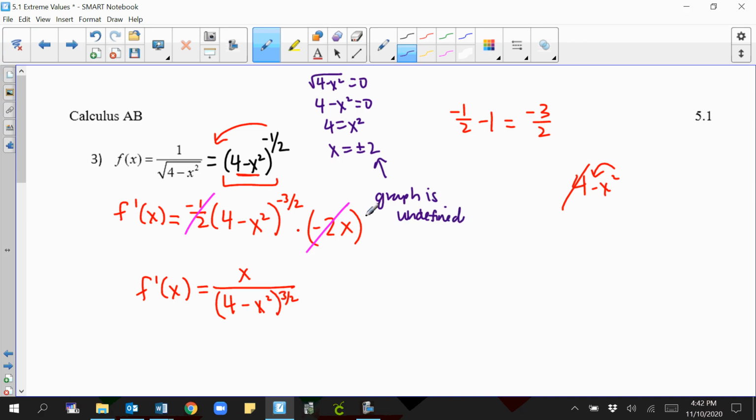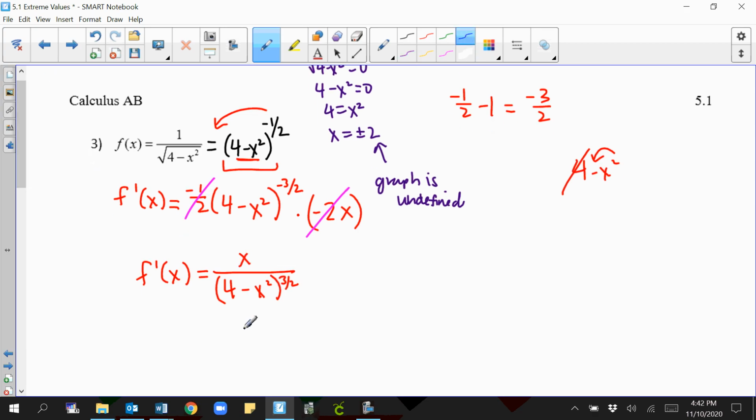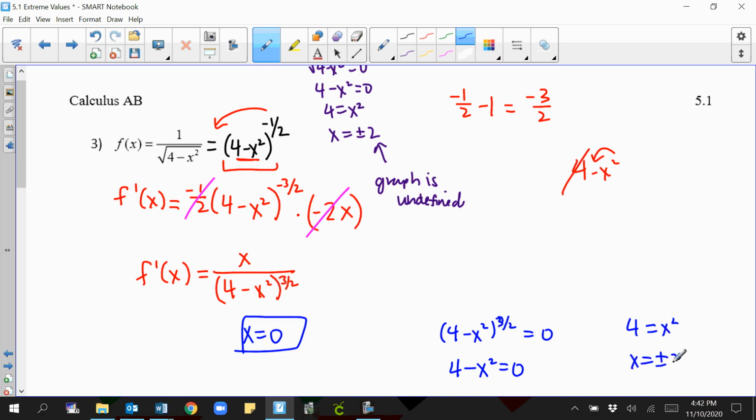So if we get those numbers for our critical values, we know that those aren't going to be our critical values. Now I'm going to come down here, take the top and set it equal to 0, and take the bottom, that's a 3/2, and set it equal to 0. So x equals 0 right there, that's a critical value. Over here, 0 to any exponent is still 0, so I'm going to have 4 minus x squared equal to 0. So 4 equals x squared, and x equals plus or minus 2. That would be a critical value, but that's where our graph is undefined. So those aren't going to be critical values. Our only critical value here is x equals 0.